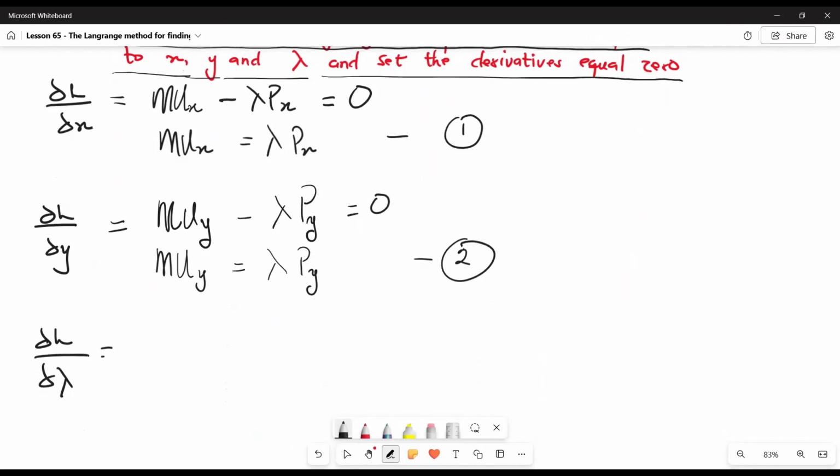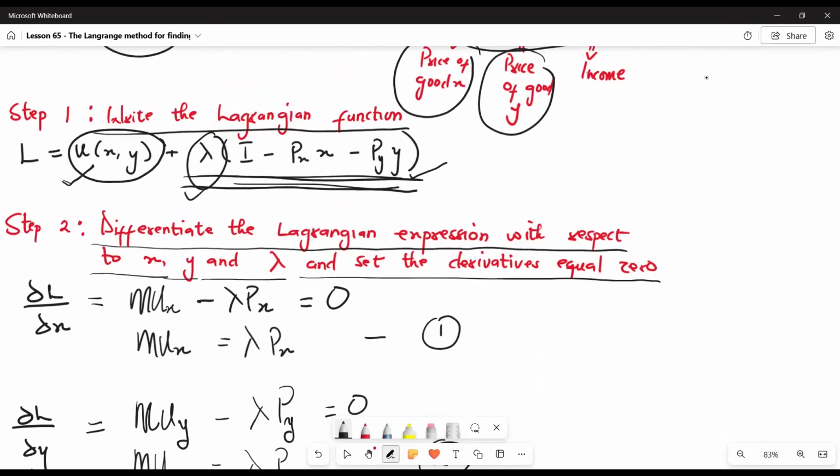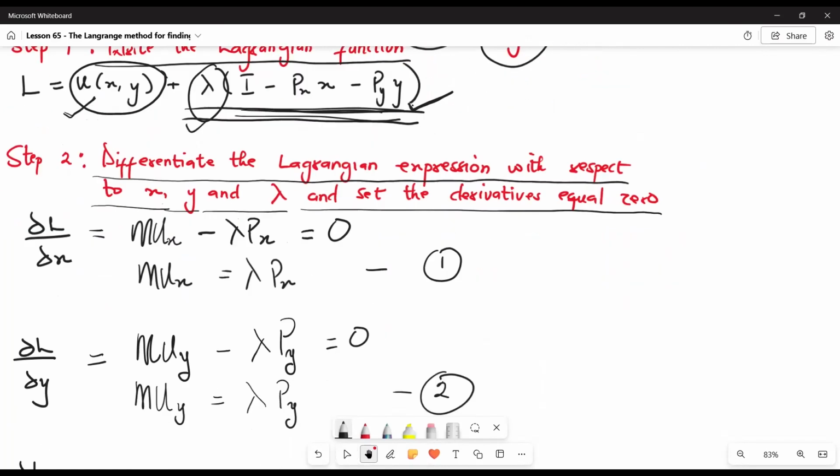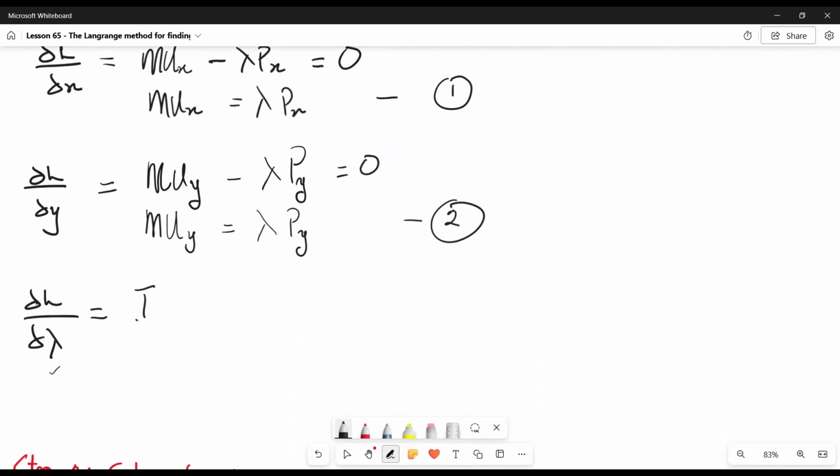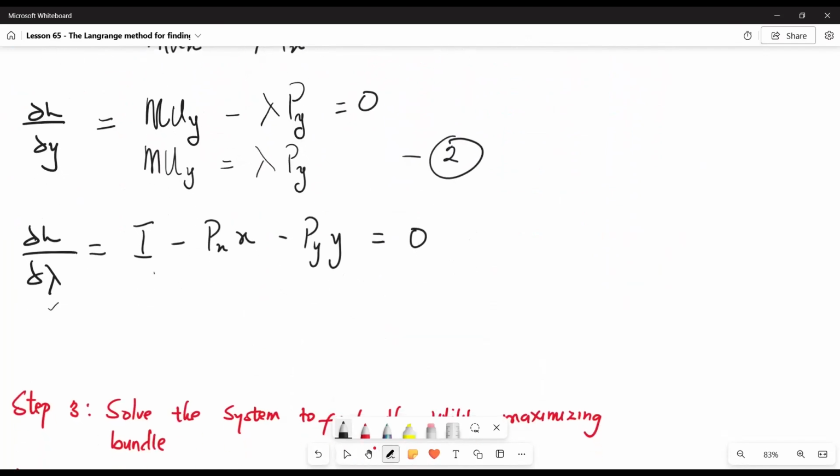Then the last thing we're going to do is differentiate our Lagrangian with respect to lambda. Now, if we recall our Lagrangian function, the lambda is multiplying the entire budget. Differentiating our Lagrangian function with respect to lambda is simply going to give us our budget. So let's write this here. So we have I minus px x minus py y being equal to 0. Now this can be rewritten as px x plus py y being equal to I. Let's call this equation 3.